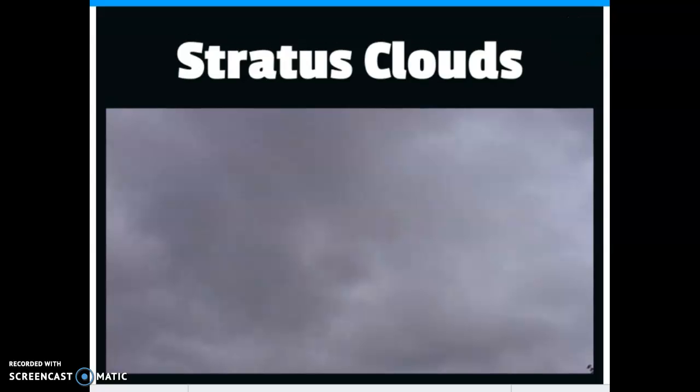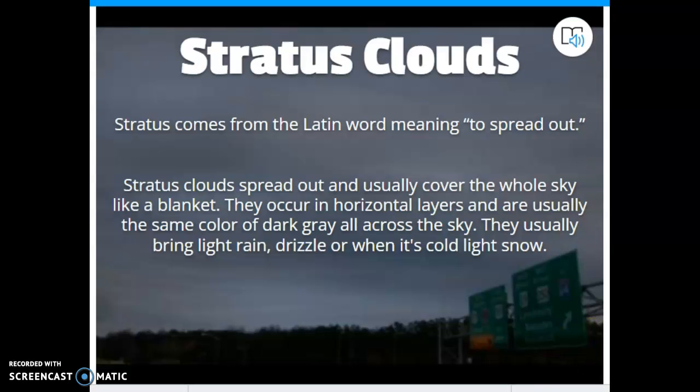Stratus clouds. Again, if you're one of the people that are at home, do you have to know that it's a Latin word meaning to spread out? No. What you do need to know is they cover the whole sky like a blanket, and you can bring light rain, drizzle, or if it's cold enough, light snow. Do they always bring snow and rain? No. What's the name of the stratus cloud when it actually most definitely is bringing rain? It has that prefix that we put on there, Dawson.